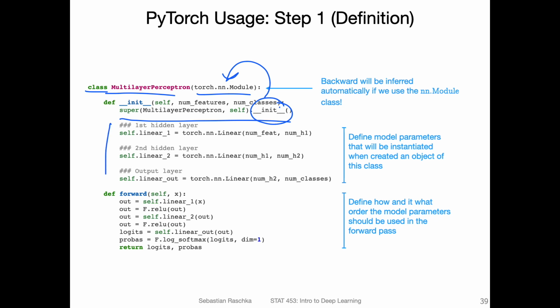So here I'm setting up a neural network with two hidden layers and one output layer, and each layer is a torch.nn.Linear, a fully connected layer. And in the init method, these are really only the parts that need to be updated, like the model parameters. So how the network runs, like the forward pass, that is what we define in a forward method.